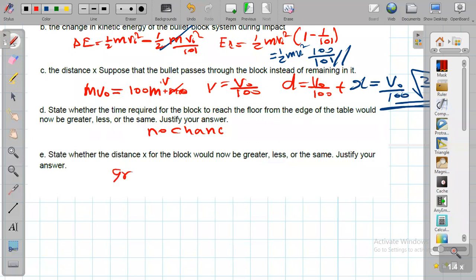Greater. Why? Distance equals velocity multiplied by time. As velocity increases with the same time, distance definitely increases. Can you understand? Here what happened? The velocity had increased, so the time is constant. It doesn't matter, the distance increases. Understand?